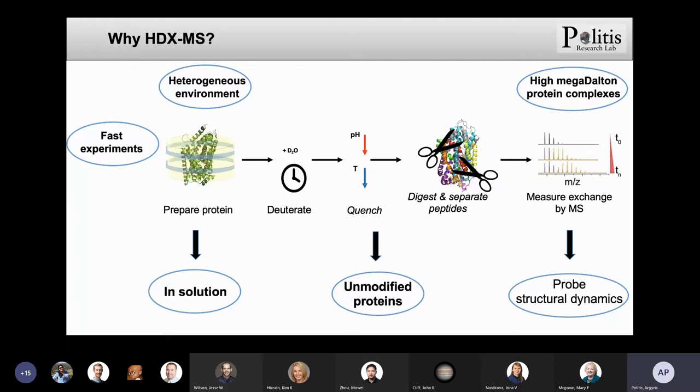And then we digest the protein using, for instance, pepsin as a protease. Then we carry out LC and then mass spectrometry in order to monitor the changes in the uptake of deuterium on the amide hydrogens. In that way, we can probe the structural dynamics of proteins. And more importantly, another advantage of this method is that we can carry out experiments without covalent modification of proteins, which can require quite a number of tedious biochemical control experiments.